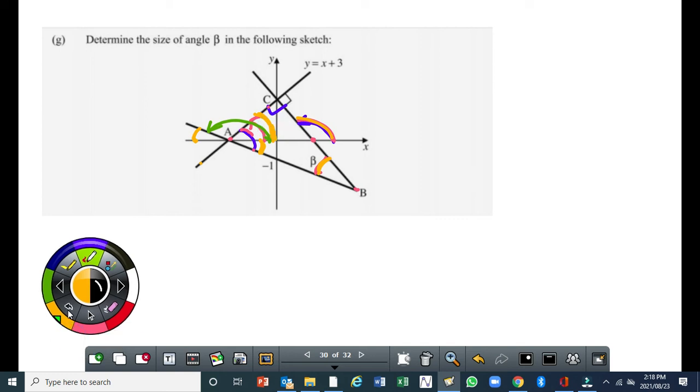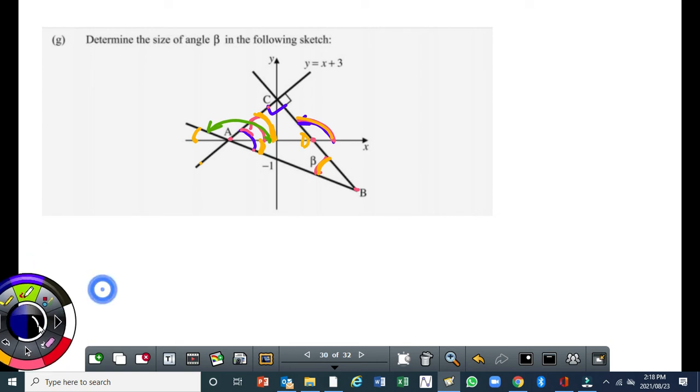We've got AB, so ACB, so I can call this point D. Okay? I'll call it point D. You're allowed to do that. So, first thing, I'm going to calculate the size I'll call it CAD.